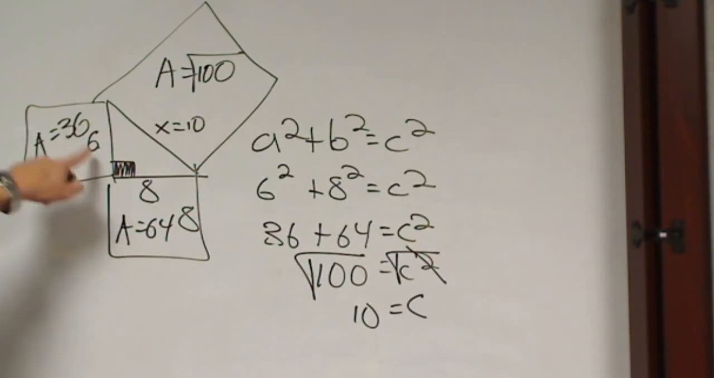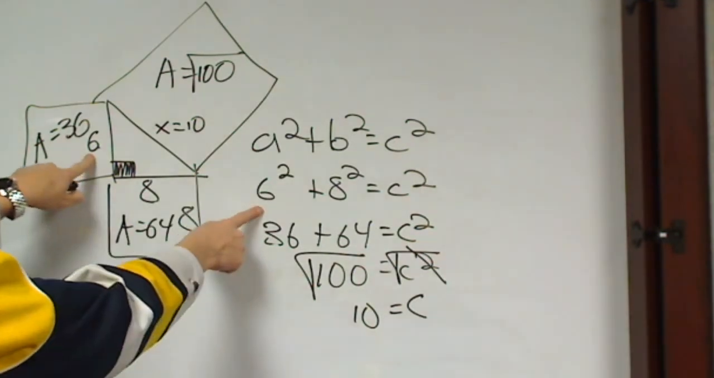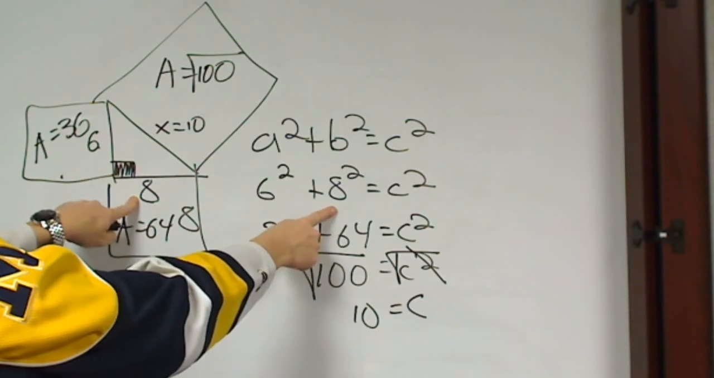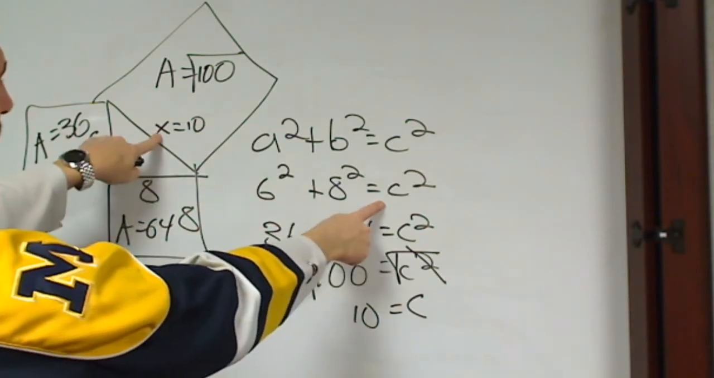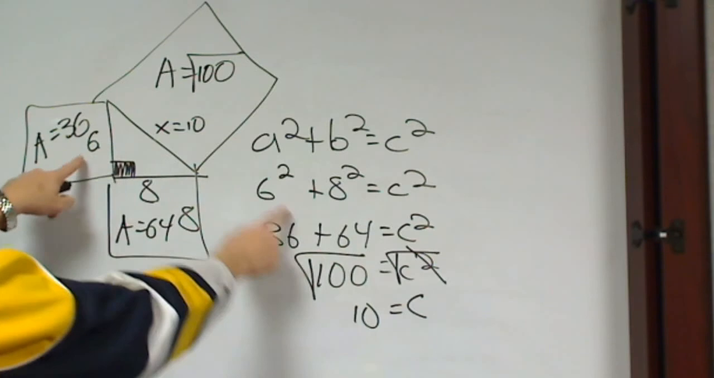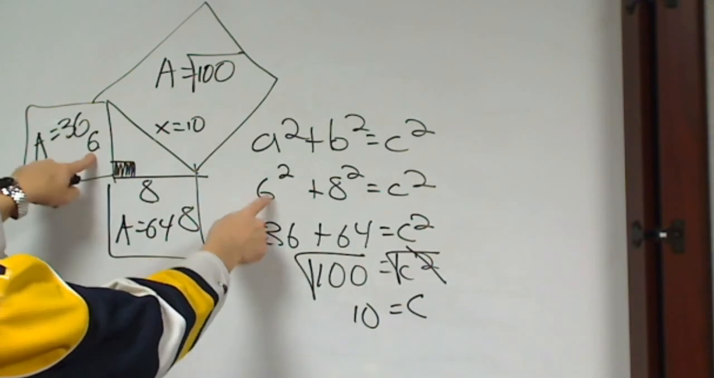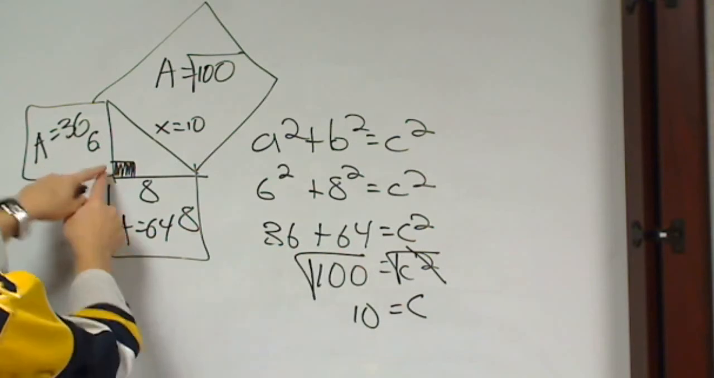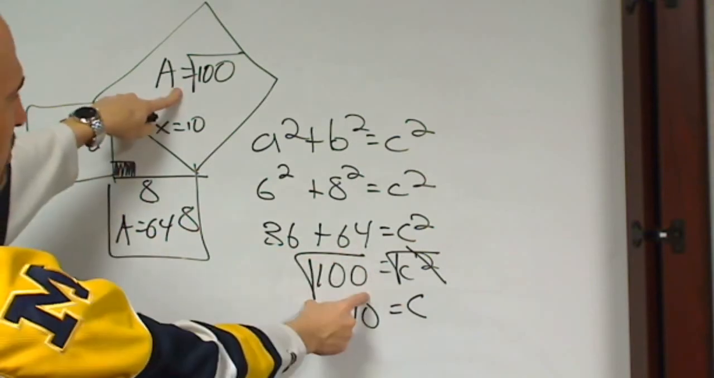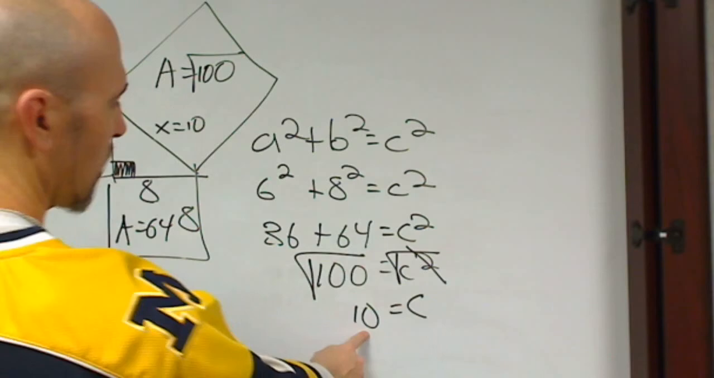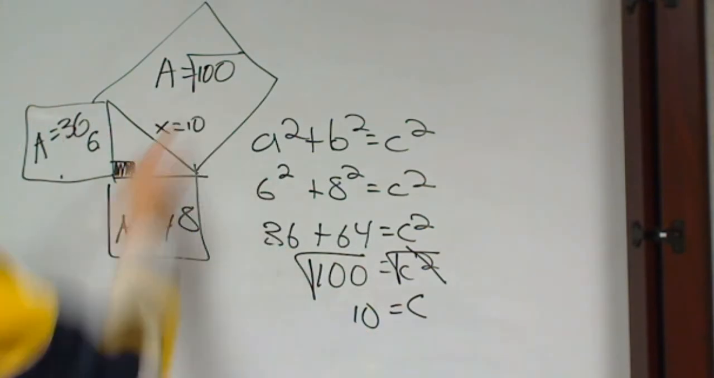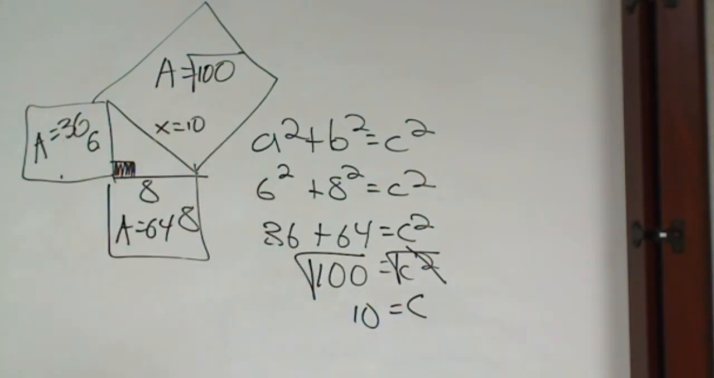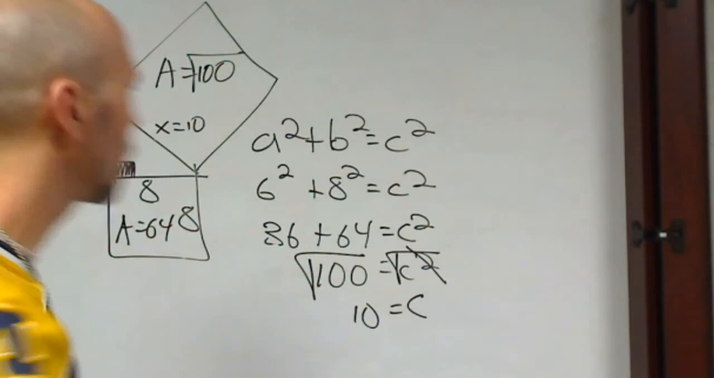So again, here's A. Here's my A. Here's B. Here's my B. We were looking for C for X. After I plug in the A and the B, I square them. That's finding the area of the two squares right here. Then I add them to get the area of the big square. That's it right there. Then I square root it to find the side of this square here, which is 10. And that's how Pythagorean theorem works.